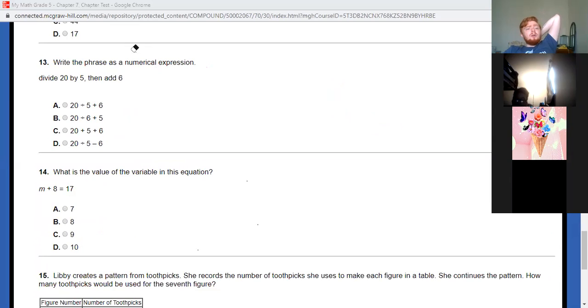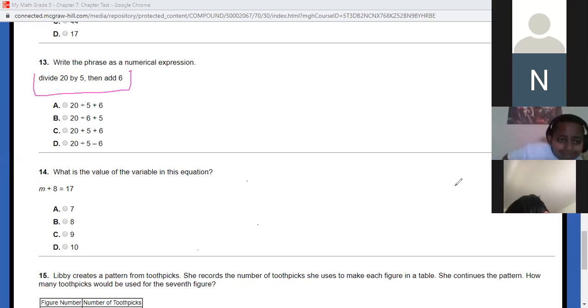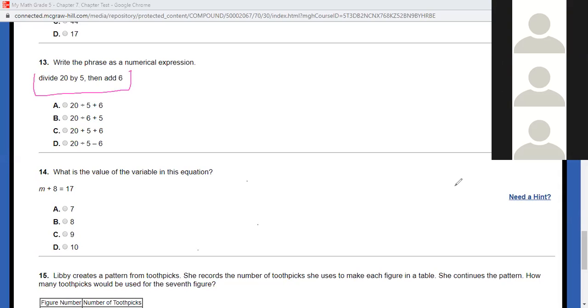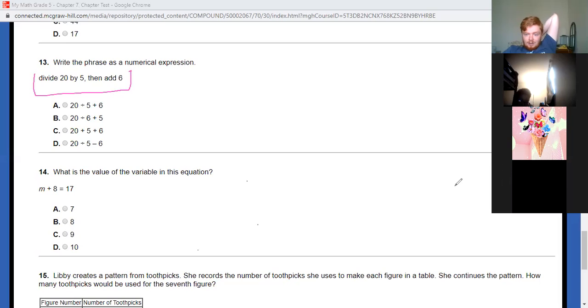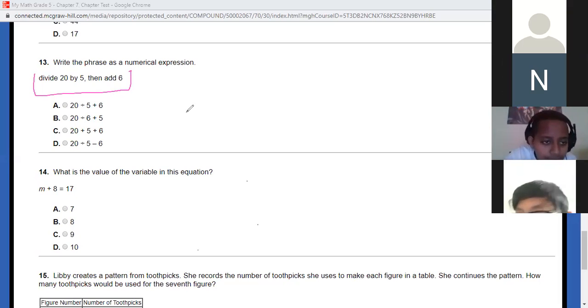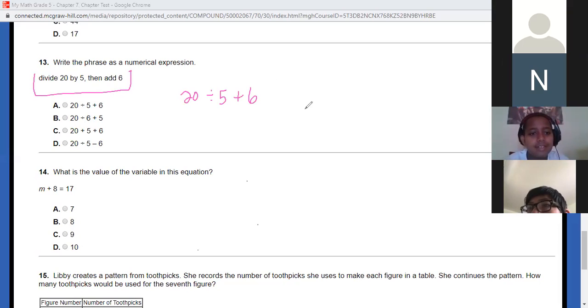All right. Write the phrase as an expression. All right, so we're doing this again. Okay, we're taking words and turning it into an equation. All right, can anybody help me turn these words into an equation? Film on, you want to give it a shot? Go ahead. I think this is 8. 20 divided by 5, then plus 6. 20 divided by 5 plus 6. Just like that?